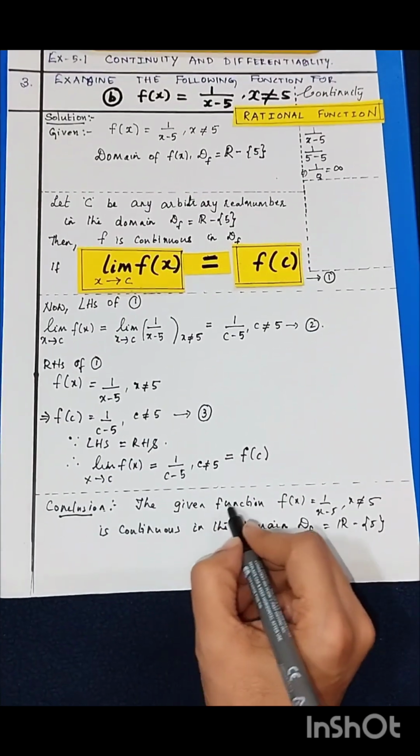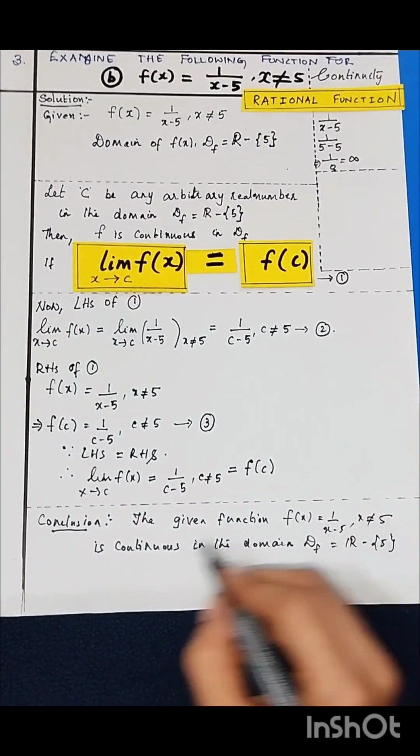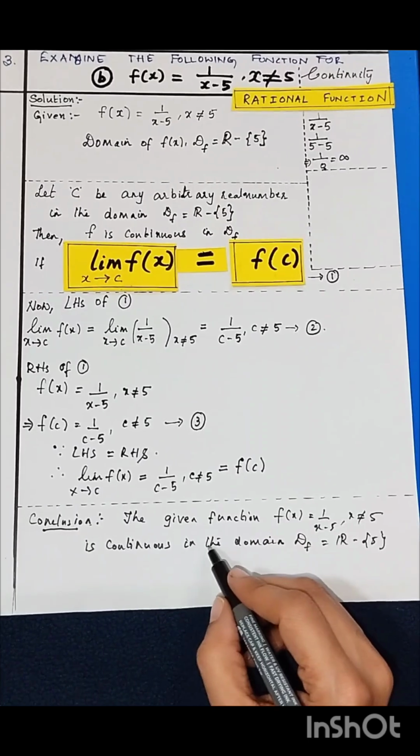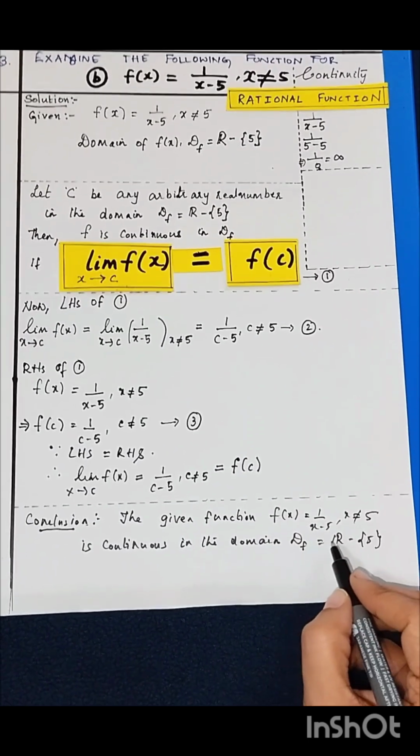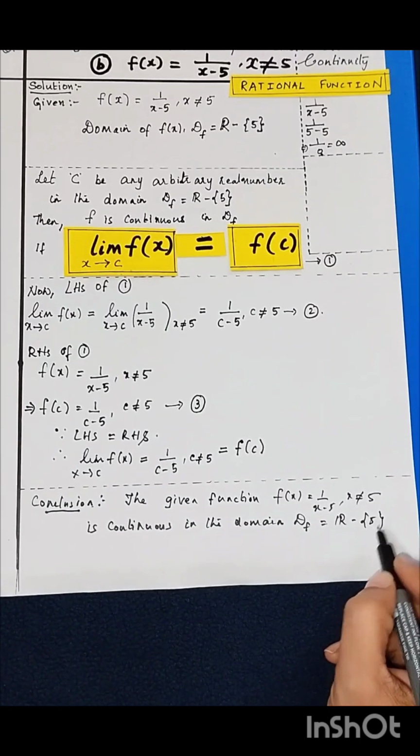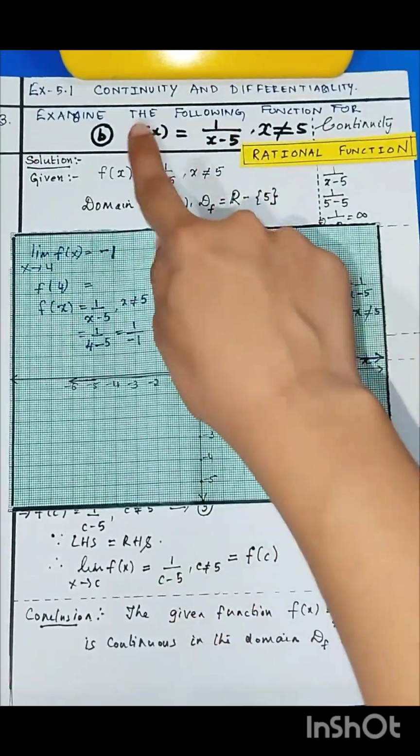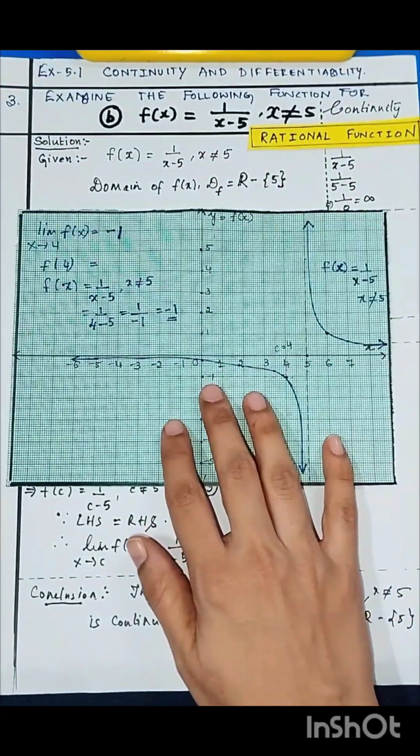Hence, the given function f of x is equal to 1 by x minus 5, where x is not equal to 5, is continuous in the domain D f, which is all the real numbers except 5. Now let us visualize this rational function in the graph.